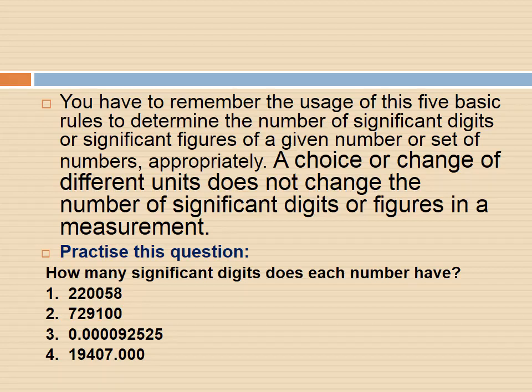For the practical usage of this knowledge, let us see how to solve this question. The question is, how many significant digits does each number have? First one, 2,20,058. Second one is 7,29,100. Third one is 0.000092525, and fourth one is 19,407.000.